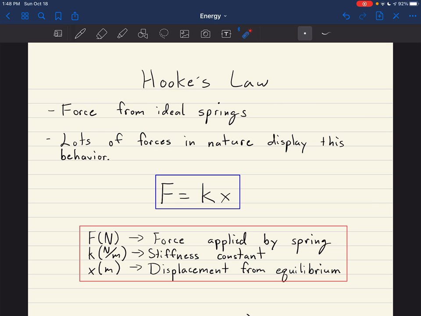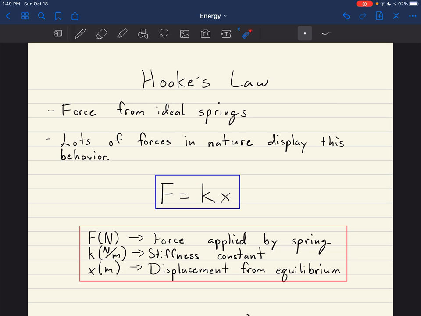So basically, Hooke's law says that the force from an ideal spring is proportional to the amount that that spring is stretched or squished. In other words, this x value here, that's the displacement of the spring from its equilibrium position. So depending on how much it's stretched or squished, the force from it will be greater, proportionally to how much it's stretched or squished. This k value is known as the stiffness constant. So depending on how stiff the spring is, you will get more or less force.